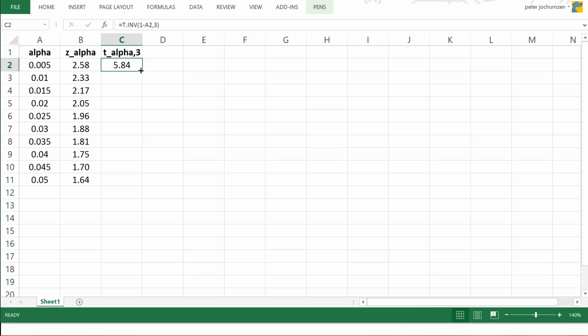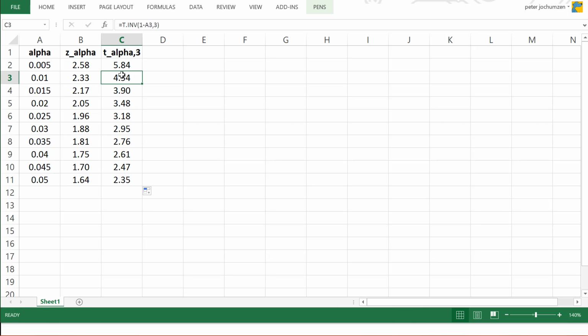Copy this down, and you should notice a couple of things. First of all, the critical values decrease as alpha increases, which is not surprising. If you increase alpha, you make the right hand tail thicker. That means that you have to move the critical value to the left, just like before. But if you compare the t values to the corresponding z values, you see that they are always bigger.